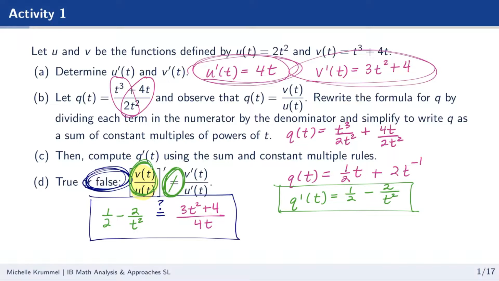We sort of got around the problem in this example by rewriting q of t in a different way so that it wasn't a quotient, right? We rewrote it in this way right here so that we could apply different derivative rules instead. But if we wanted to leave it in quotient form, we don't have a way to get the right answer to try and get the derivative. So we're going to develop a rule that we can use that will help us take the derivative of a quotient.